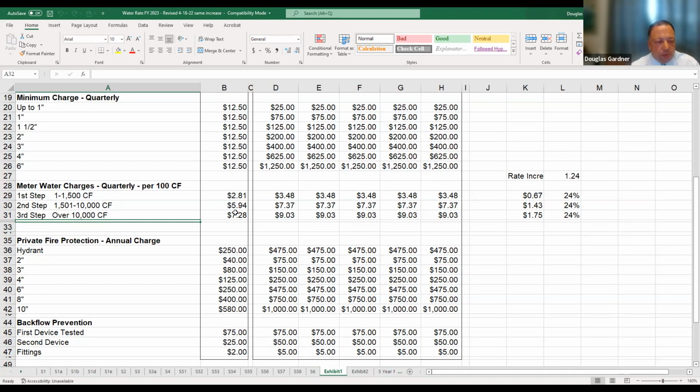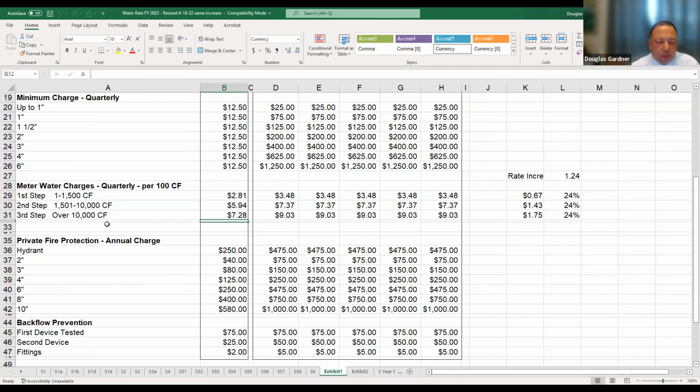The second step for all consumption between 1,501 to 10,000 cubic feet presently is at $5.94. We're recommending that increase to $7.37. And your third step for all consumption in excess of 10,000 cubic feet is presently at $7.28. We're recommending that increase to $9.03 per 100 cubic feet.